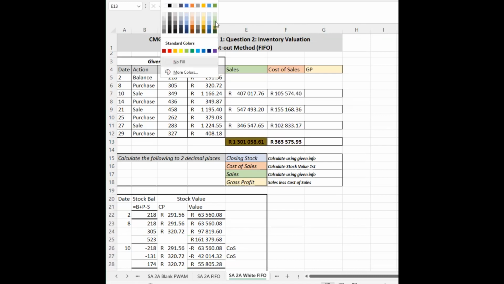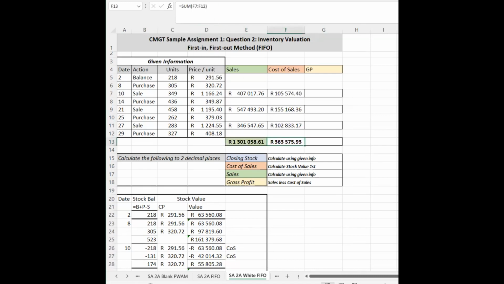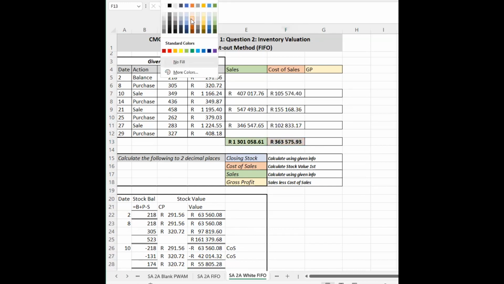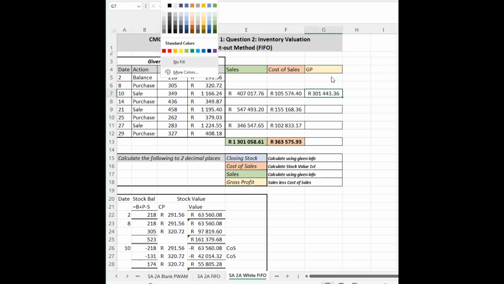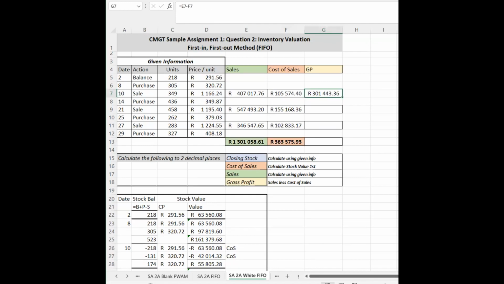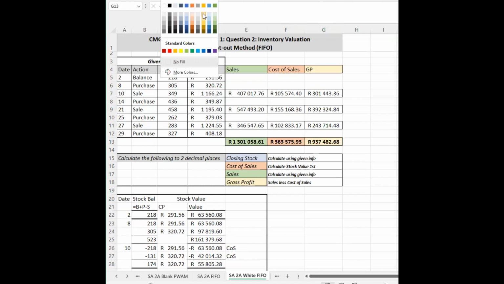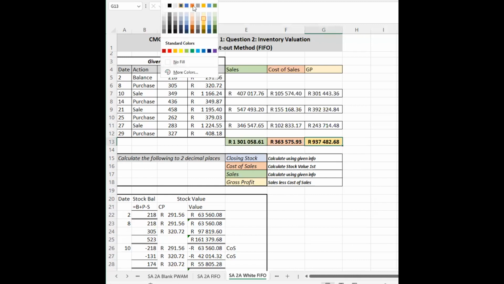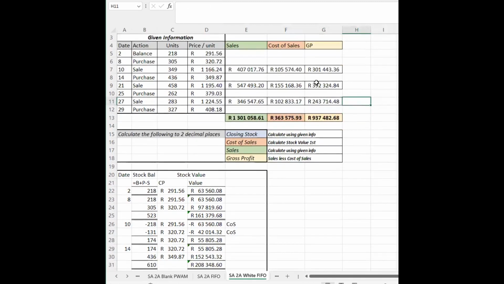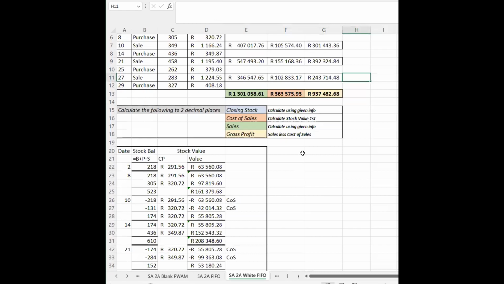And now, like we did previously, we have our sales, we have our cost of sales, and then we can simply go and calculate our gross profit. Of course, the gross profit is simply the sales minus the cost of sales. And that is the last column that we are then going to total. Was that a bit too bright? Yeah, let's use that. And then you have done it using the FIFO method.